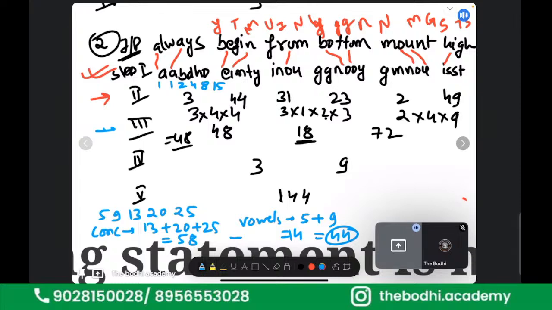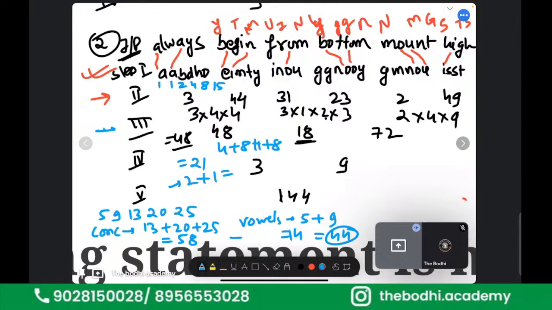So if you look carefully, in step 2 we multiplied the digits, right? In step 3, we will just add the digits. 4 plus 8 plus 1 plus 8. What is that? 4 plus 8 is 12, 12 plus 8 is 20, 20 plus 1 is 21. And 21 is what? 2 plus 1 is equal to 3.